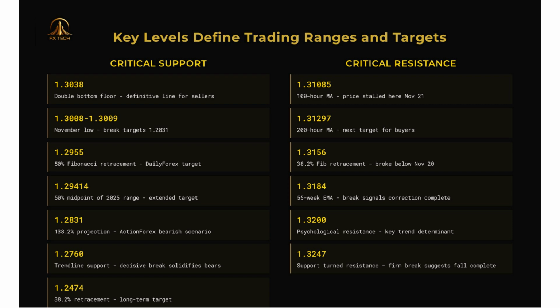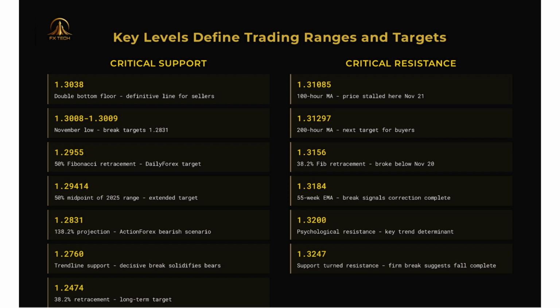Below that, we have the 50% Fibonacci retracement at 1.2955, the 50% midpoint of the 2025 range at 1.29414, the 138.2% projection at 1.2831, trendline support at 1.2760, and the long-term 38.2% retracement at 1.2474.